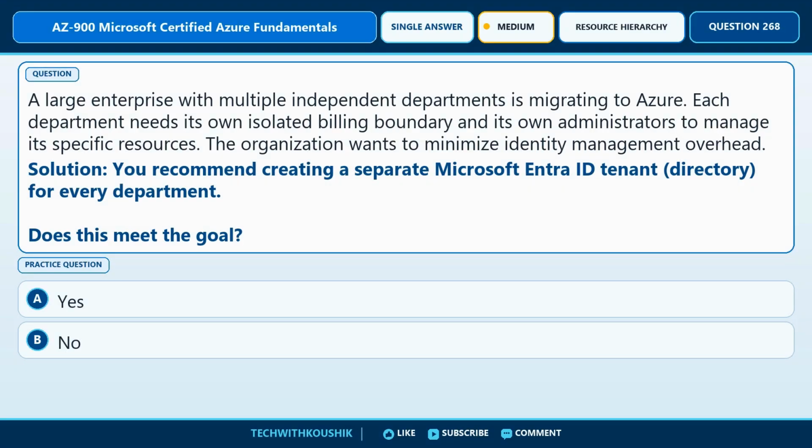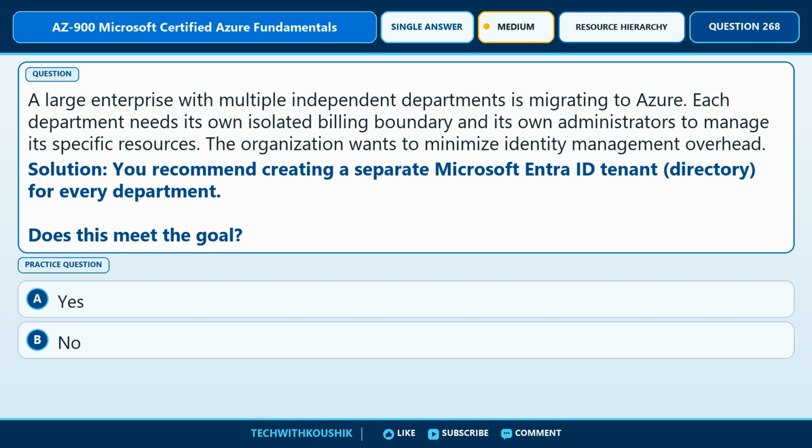Let's continue with question number 268. Here's the situation to consider. A large enterprise with multiple independent departments is migrating to Azure. Each department needs its own isolated billing boundary and its own administrators to manage its specific resources. The organization wants to minimize identity management overhead. Solution: you recommend creating a separate Microsoft Entra ID tenant directory for every department. Does this meet the goal?